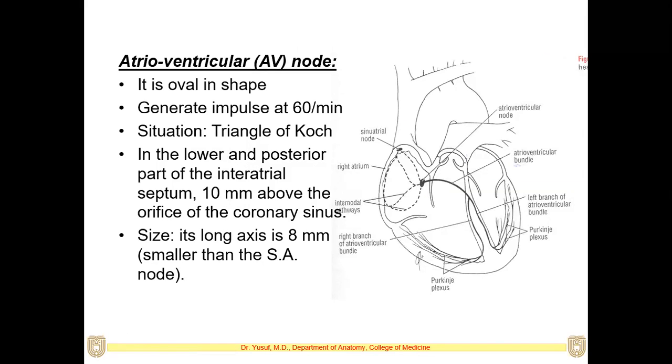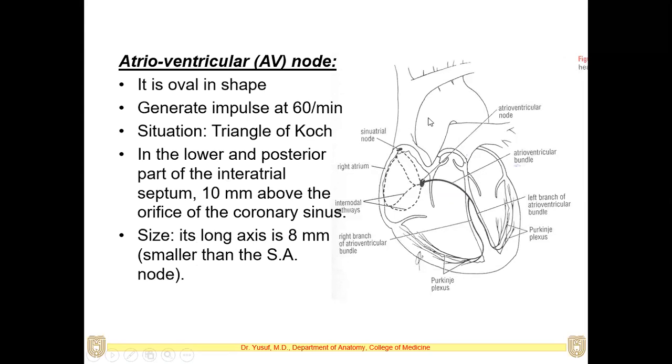About the orifice of the coronary sinus, we have seen the coronary sinus is the largest vein which is draining the wall of the heart. So just near the opening, the coronary sinus will be opening here. So just above that will be the AV node. Okay, so the AV node, atrioventricular node, size, as I said, is 8 millimeters to 10 millimeters, and it will be smaller than the SA node.